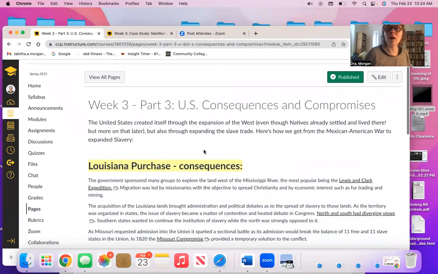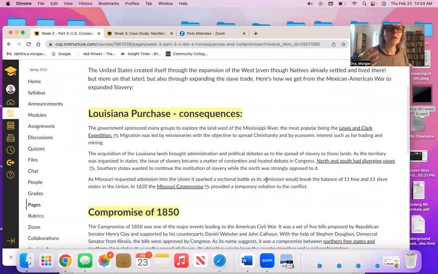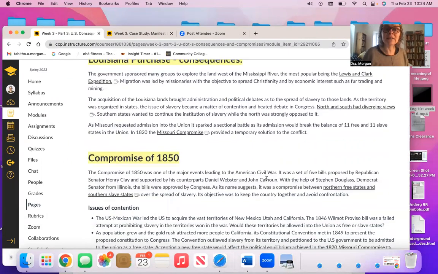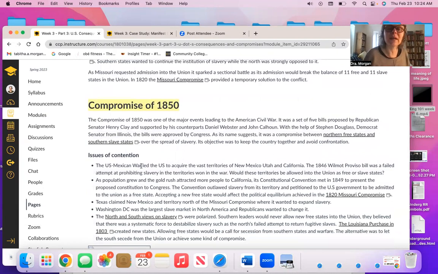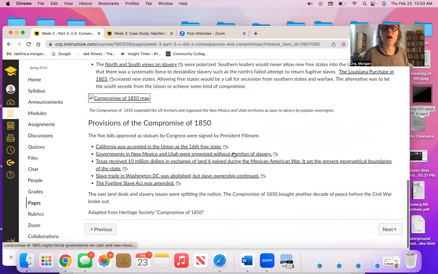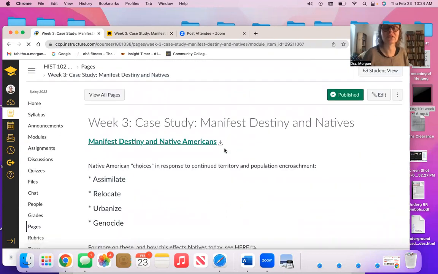So here's a little bit more about the consequences of the Louisiana Purchase and how it affects us maybe a little bit more. The Compromise of 1850 is just interesting to know because it connects to the U.S.-Mexican War. You do not have to click on all these. It's just more information for you if that's interesting. But here's where I really want to go next.